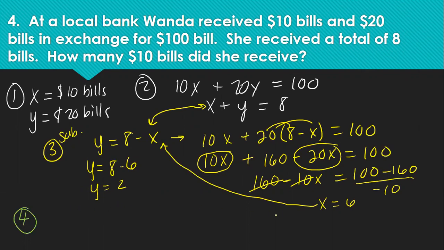All right, so this is our answers. What do they mean? There are 2 $20 bills. So we have 2 $20 bills. Okay, let's just pretend and keep going. And we have 6 $10 bills.